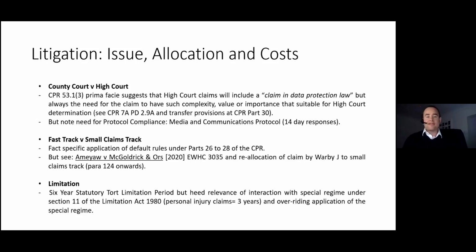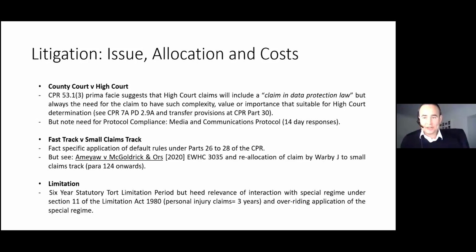The next point, Fast Track v Small Claims Track. There's no automatic transfer to the Fast Track or the Small Claims Track, regardless of the value of these claims. It's a fact-specific application of the default rules under parts 26 to 28 of the CPR. Claimants will argue, by virtue of the novel complexity issues and potential value of these claims, that they go to the fast track or the multi-track. Defendants will say, look, this claim's worth less than £10,000. It must go on the small claims track.